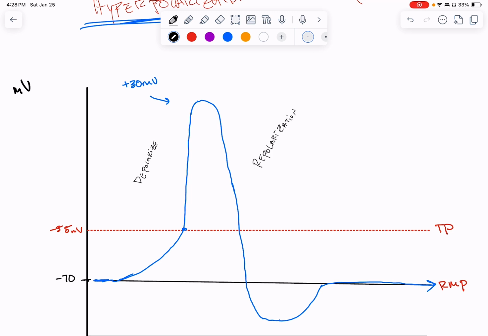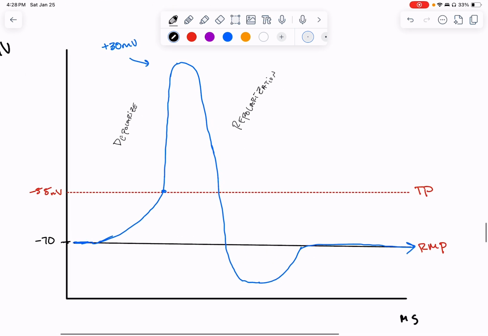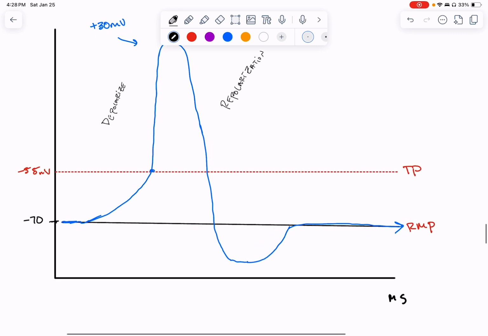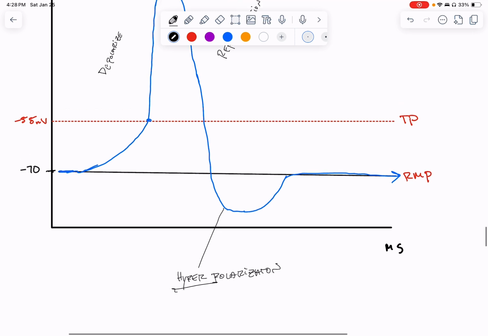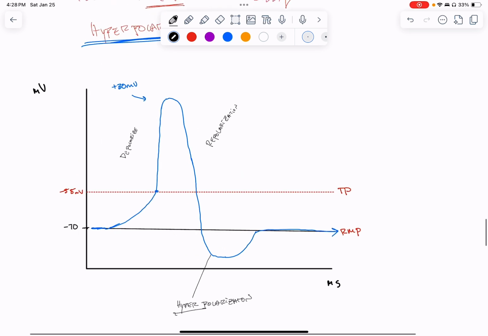And this is when the cell gets closer back to resting membrane potential. It's returning to its original state. Now this dip is what we're going to call hyperpolarization. Obviously, hyper meaning more polarization. And then obviously the return back to resting membrane potential.